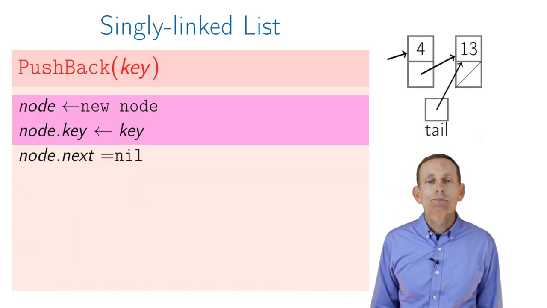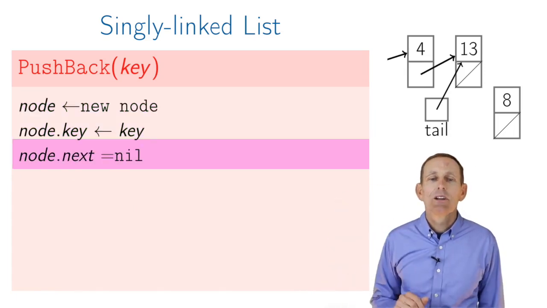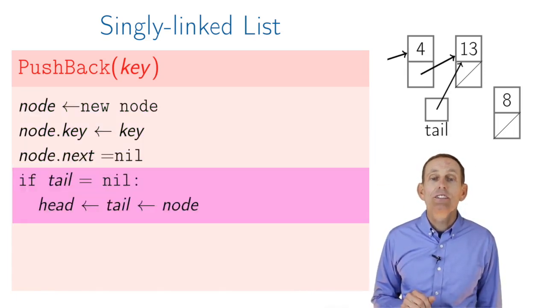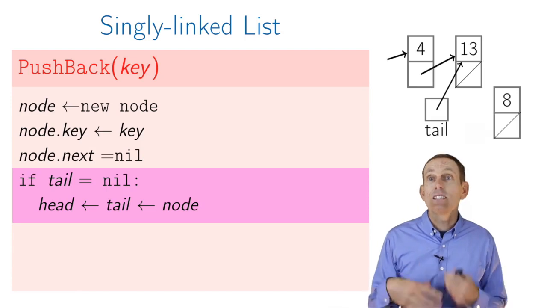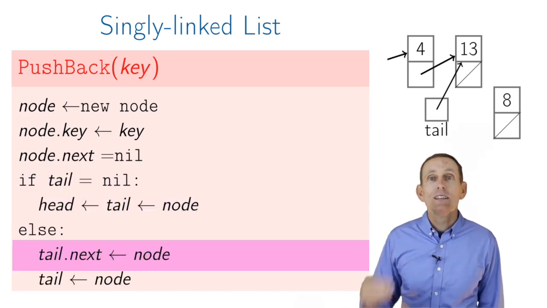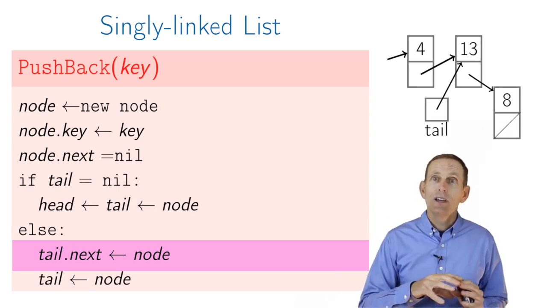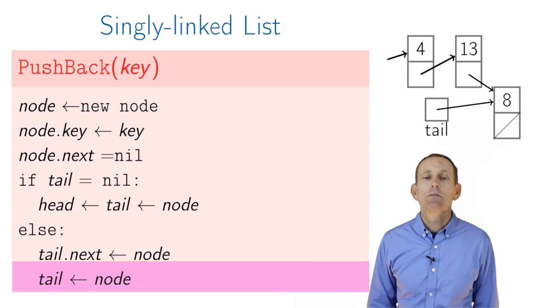Pushing in the back, allocate a new node, set its key, set its next pointer, and then check the current tail. But if the current tail is nil, again, it's an empty list. Update the head and the tail to point to that new node. Otherwise, update the old tail's next to point to our new node, and then update the tail to point to that new node.